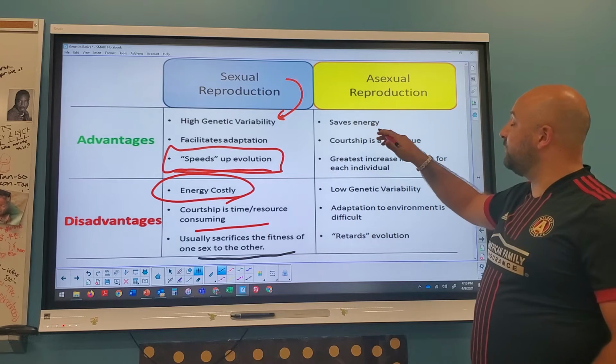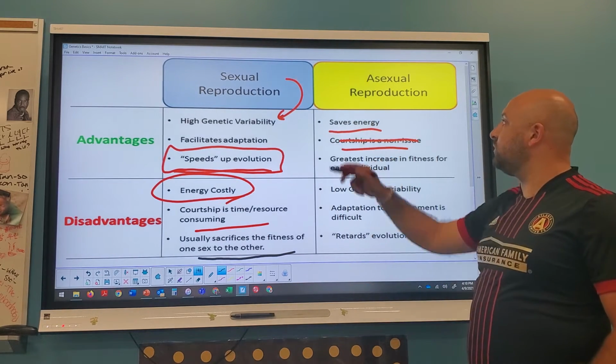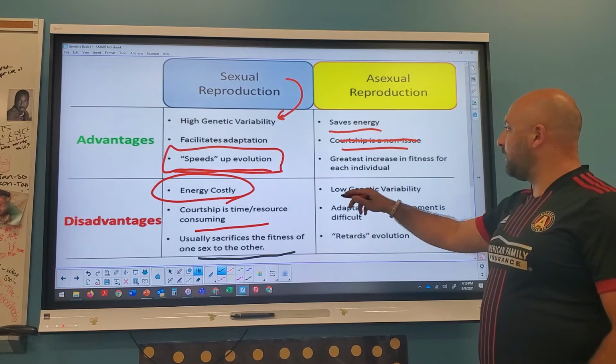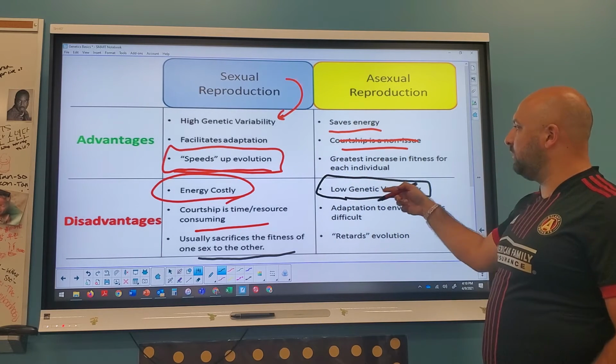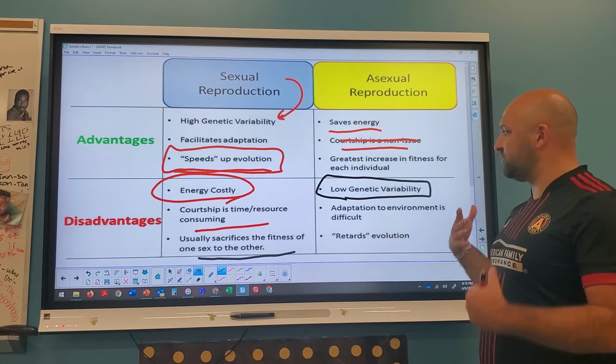Over here with asexual reproduction, the nice thing is it saves energy. You don't need to find a mate, right? Courtship is a non-issue. You just reproduce when you're ready. The problem is the genetic variability. There's very little actual fuel for evolution here. Yeah, it retards evolution, slows it down.